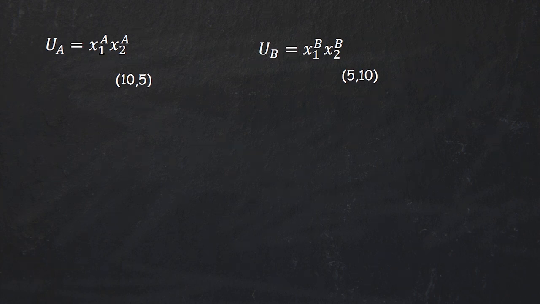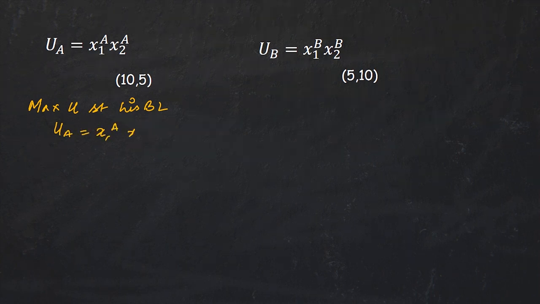So the first thing I will do is, I am going to start with A. So for A, the utility has to be maximized subject to his budget constraint or his budget line. So we say UA is equal to X1A X2A subject to P1 X1 plus P2 X2 is equal to M.